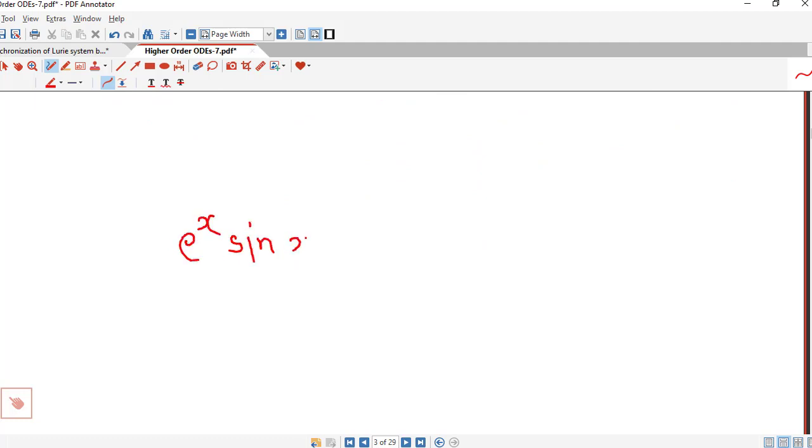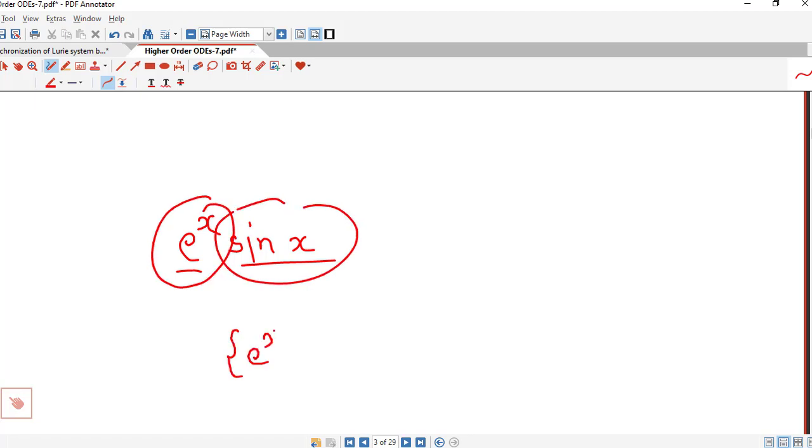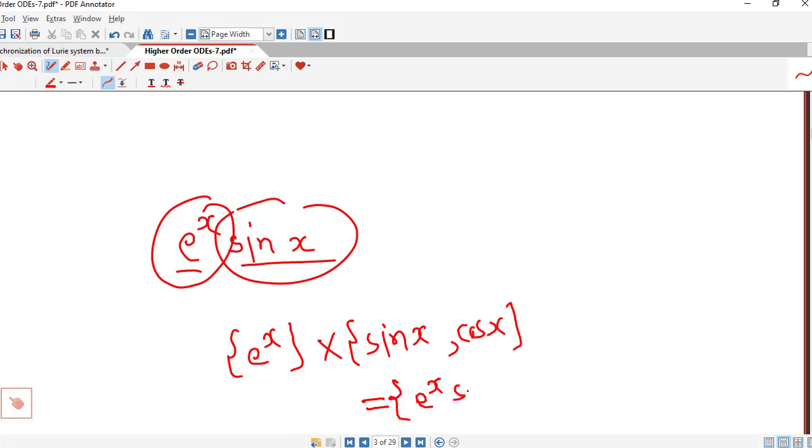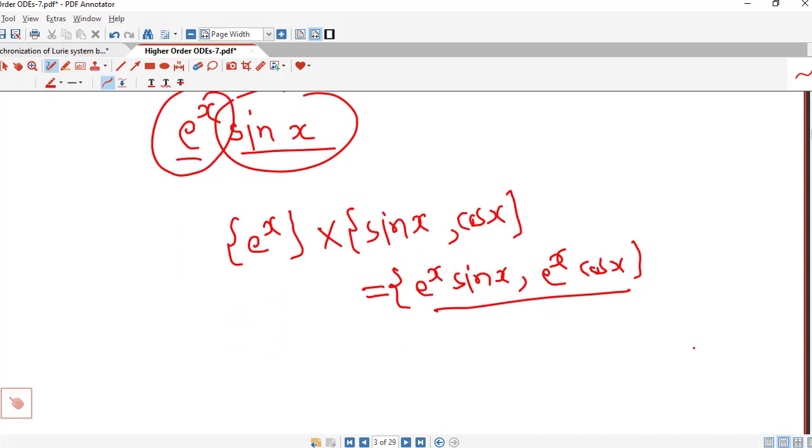So in this way we can find out the particular solution by the method of undetermined coefficients if more than one function is there in the product. So what we have done here is we have written the family corresponding to e raised to x, then the family corresponding to sin x, and we take their Cartesian product, and then we check whether any member of the Cartesian product is present in the complementary function or not.